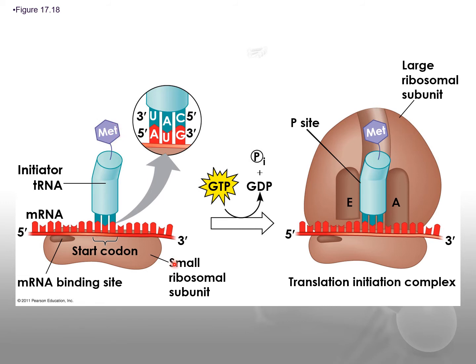Okay, so once that happens, then we need some energy to complete the process. The energy in this case is not coming from the hydrolysis of the ATP, it's coming from the hydrolysis of GTP. So GTP is going to be hydrolyzed into GDP and inorganic phosphate. Now we have some energy in order to attach the large subunit and create the initiation complex. So here we can see the initiation complex has been created. Once the initiation complex is created, then elongation can occur.